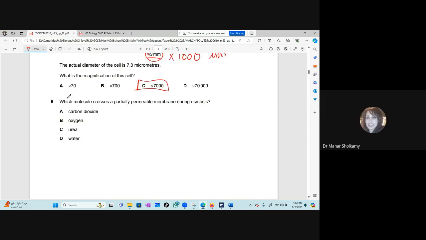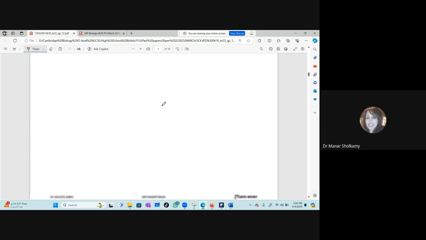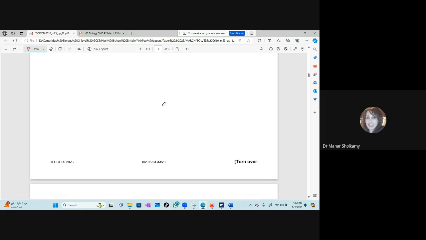Yes. Which molecule crosses a partially permeable membrane during osmosis? This is so easy. D. Yes. Okay, we want to get the first 20 correct with no mistakes.